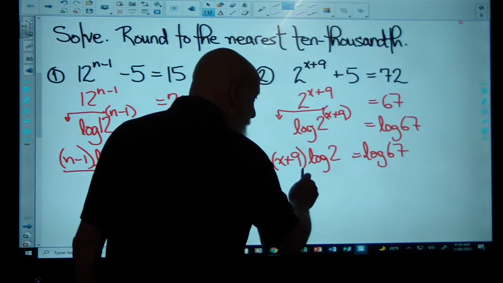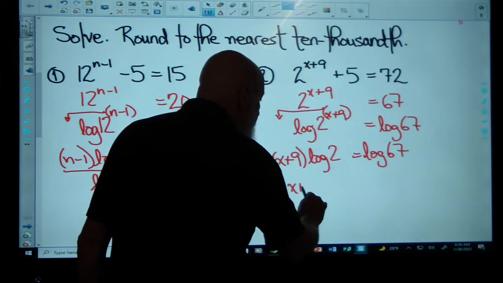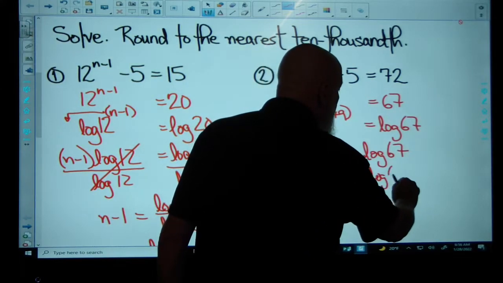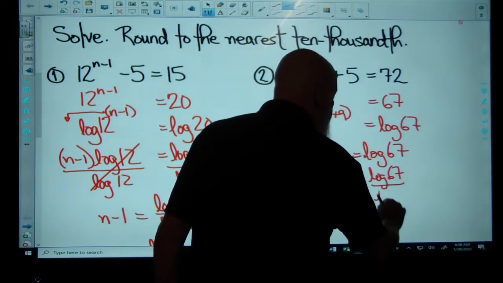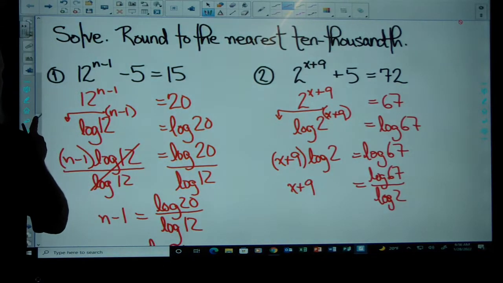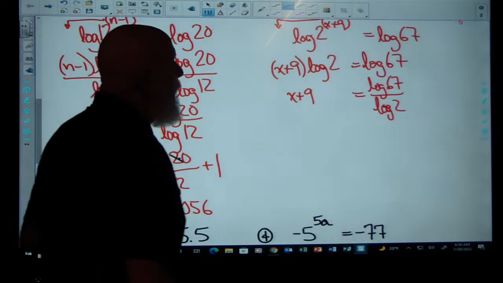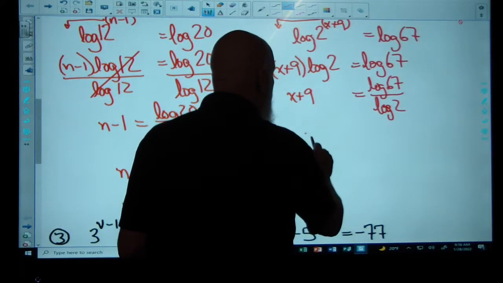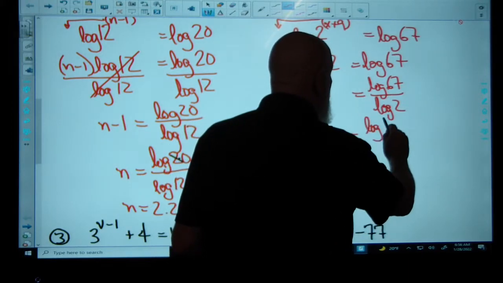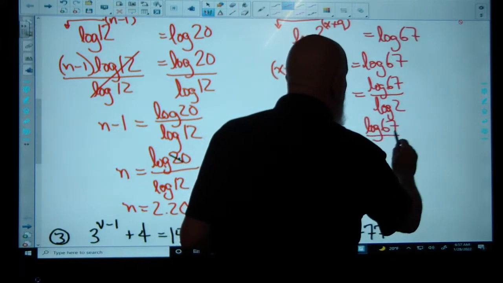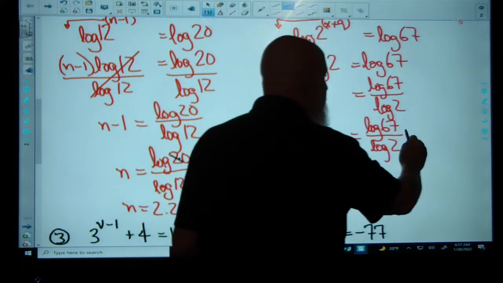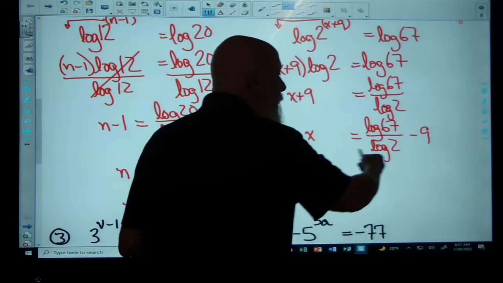So if I divide this side by log 2, I'll wind up with x plus 9. If I divide this side by log 2, I get log 67 over log 2. Scroll a little bit, if my board will allow me to scroll, which it will. Okay, so now all I have to do is subtract 9. And if I subtract 9 from both sides, I'll wind up with x equals log 67 over log 2. I subtracted 9 from this side and got x, so I have to subtract 9 from this side just to stay in balance. And I put that into my calculator.